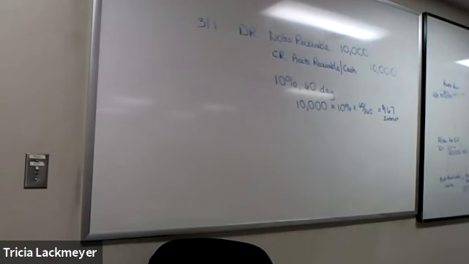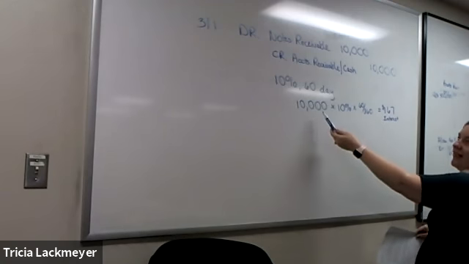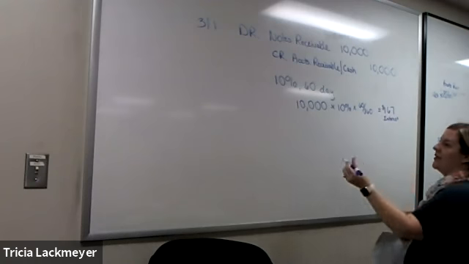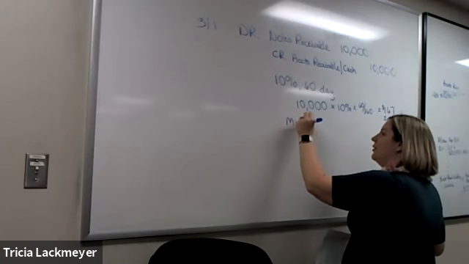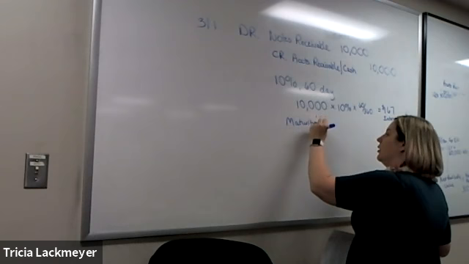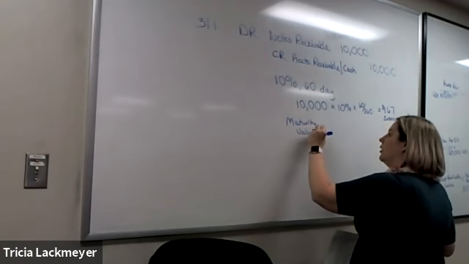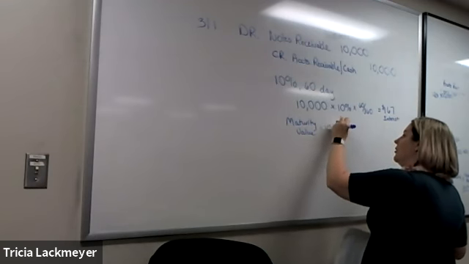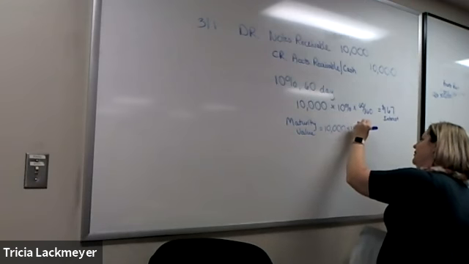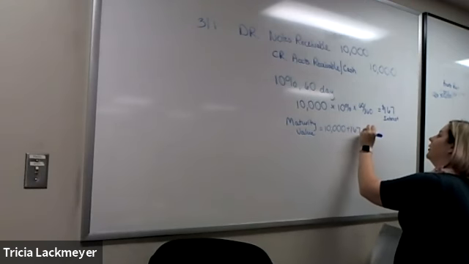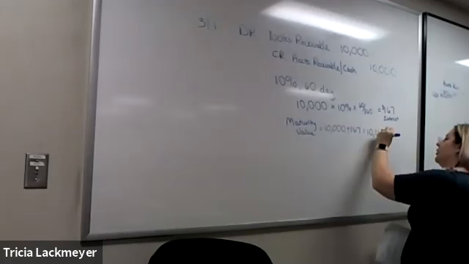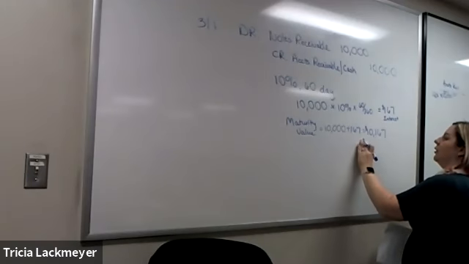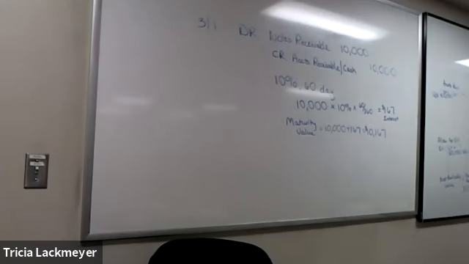What's my maturity value? Face plus that. Very good. Maturity value is your face value plus the interest. So maturity value is 10,000 plus the 167. Okay, so maturity value, what they're going to pay us back total, is 10,167.